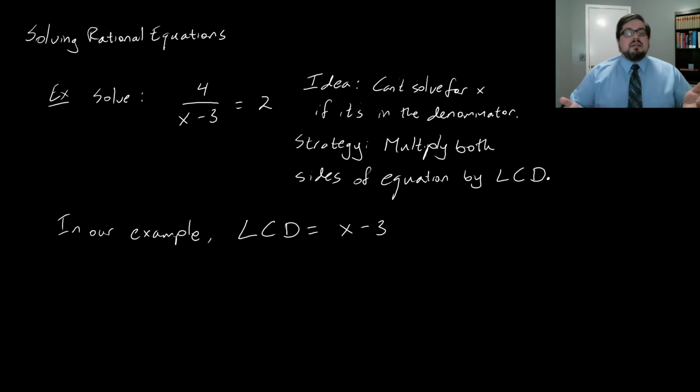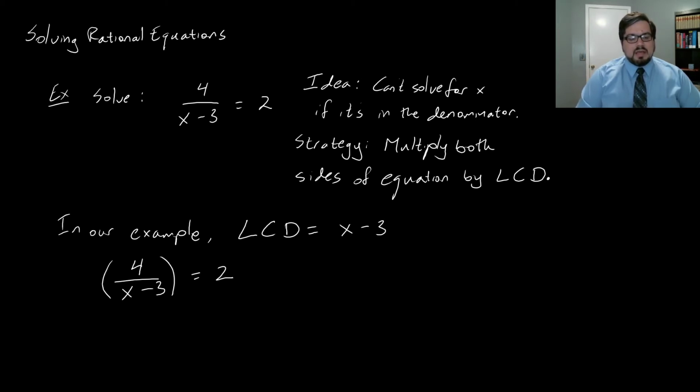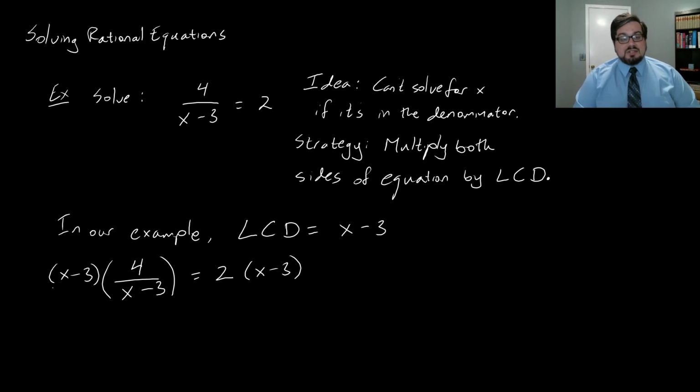Now, this is something that we may try in lots of situations, and sometimes it may work and sometimes it won't. This is another tool that we have in our toolbox to try to solve equations. Let's see what happens when we try it here. So if we have 4 over x minus 3 equals 2, we can multiply both sides of this equation by x minus 3 and get a new equation which has the same solution set as the original, as long as the thing we're multiplying by isn't zero.